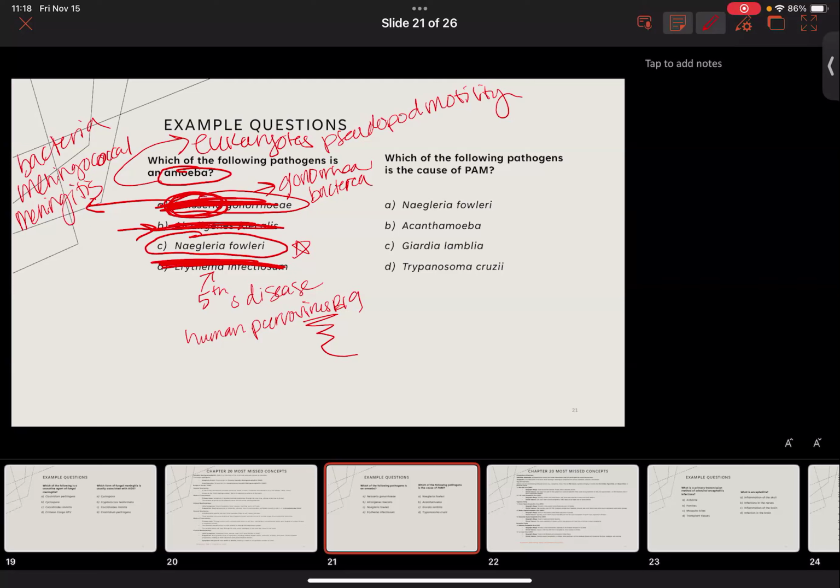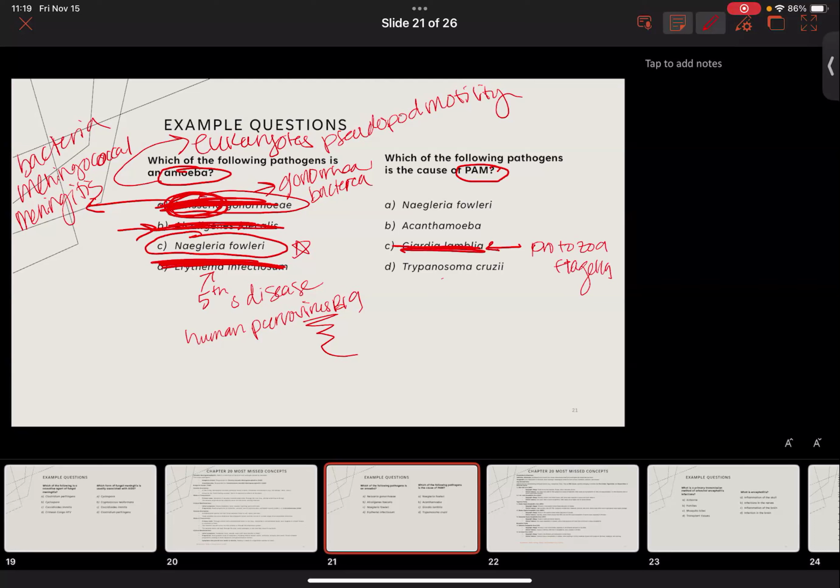Which of the following pathogens is the cause of PAM? So this is our primary amoebic meningoencephalitis. So PAM is Naegleria fowleri, GAM is Acanthamoeba, and you're just going to have to remember that. Giardia lamblia, is it an amoeba? No, it is a protozoa though. It has flagella. If it has flagella, it doesn't move with pseudopods.